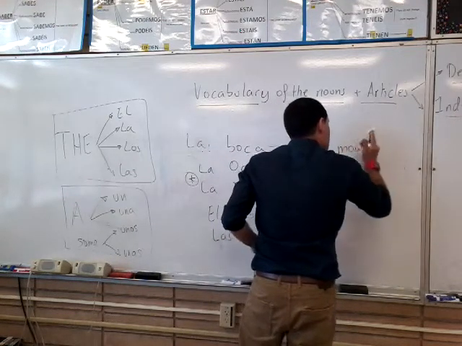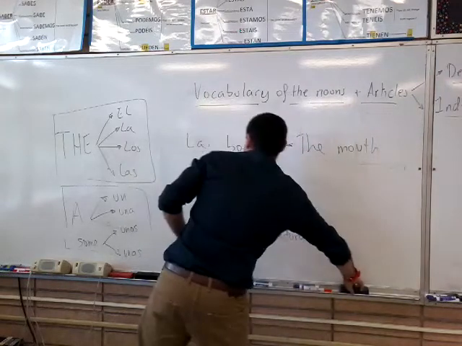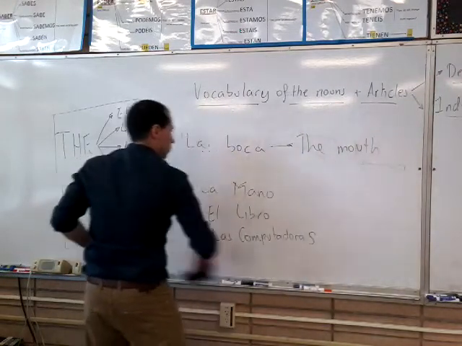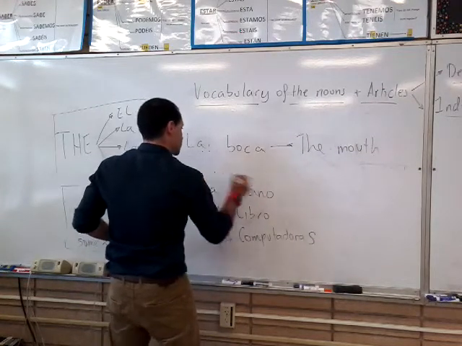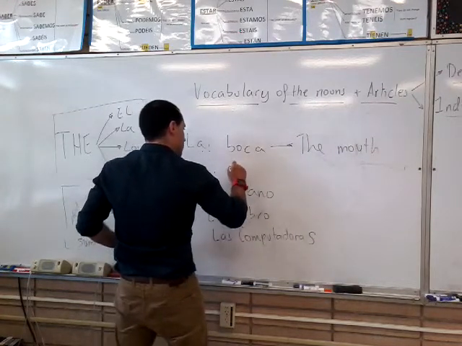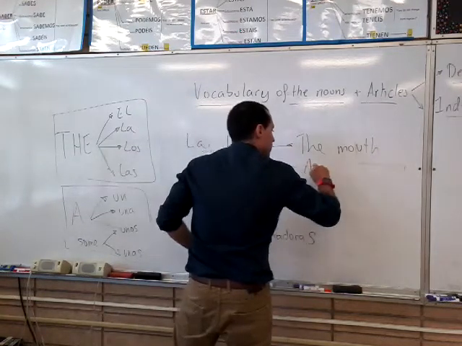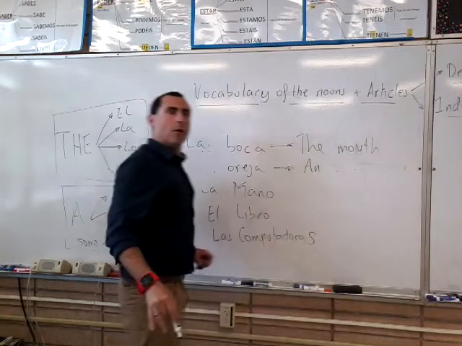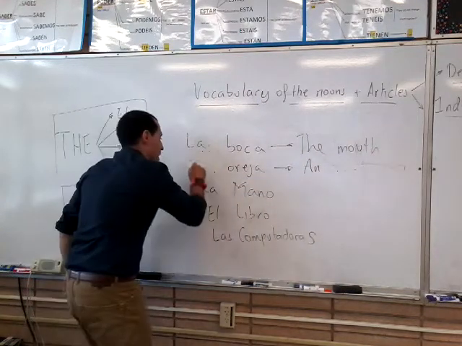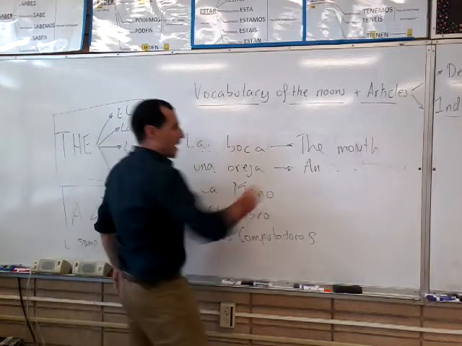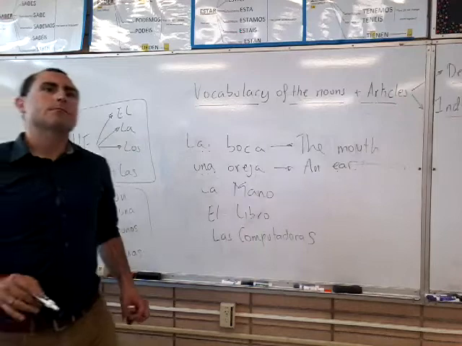Okay, and for example, in the same exercise, you can do this too. Oreja, and you can write here, and you give them the clue, so they have to put here una, right? Una and ear. Okay? So play with this.